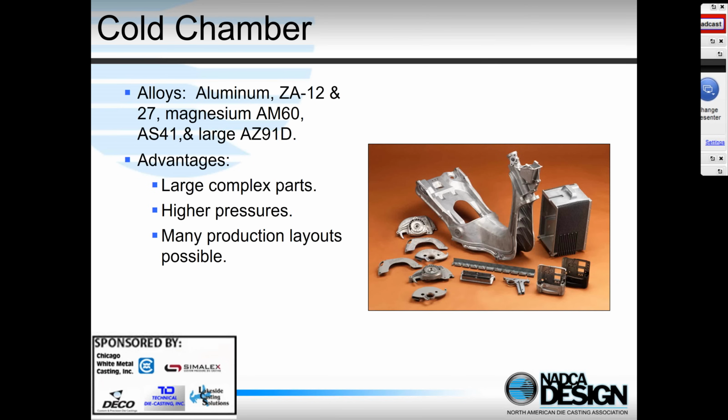By far and away, the majority of all die castings are produced in cold chamber. Across the industry, it's probably something like 80% cold chamber and 20% hot chamber. And the advantage is, as we can see on the screen, large complex parts. We can use higher pressures, which tend to minimize porosity more, and more production layouts are possible.